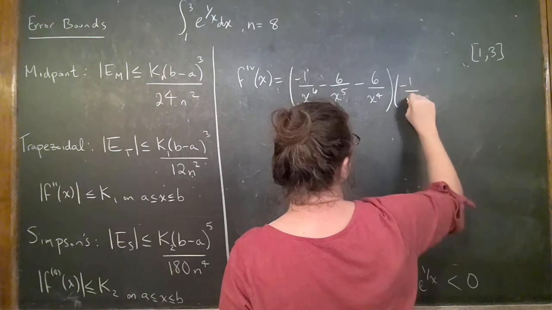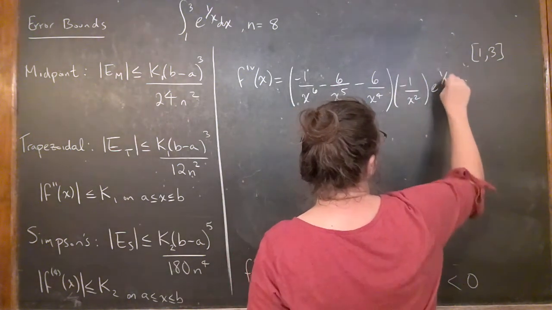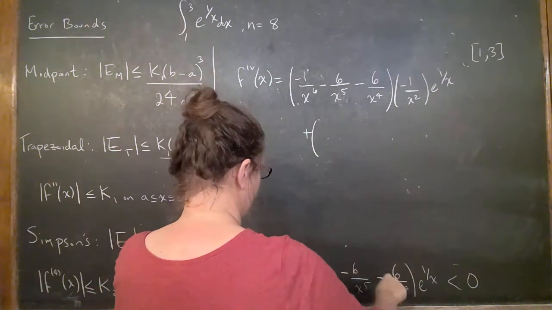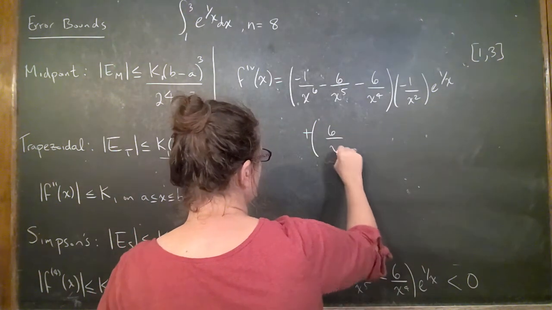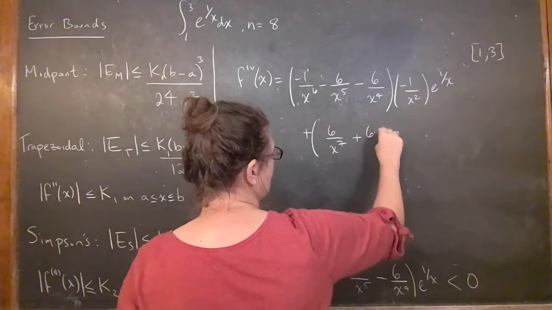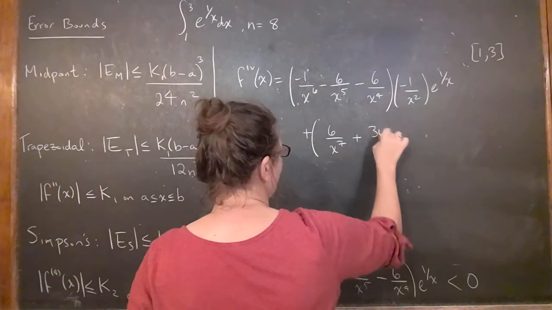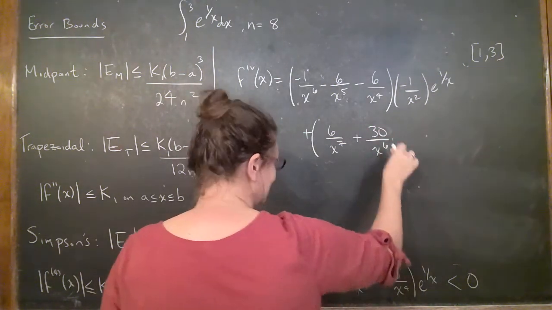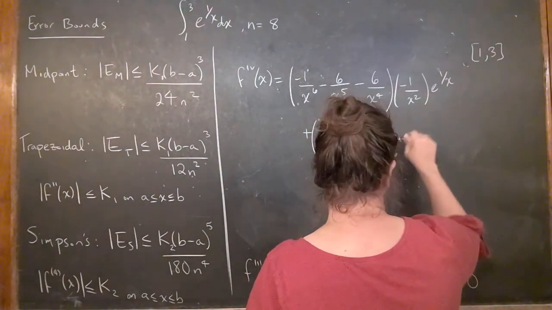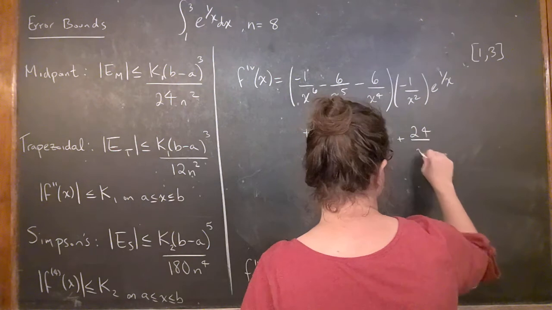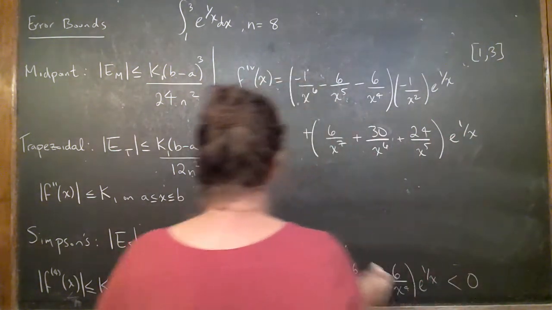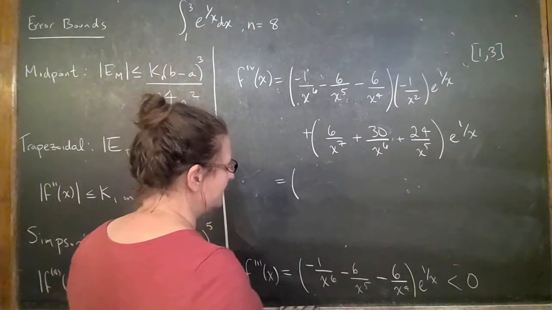And then I have minus 1 over x squared e to the 1 over x. And then I'm going to add the derivatives here. So this should be 6 over x to the 7. And then 6 times 5 is 30 over x to the 6. And then this would be 6 times 4, so 24 over x to the 5th, e to the 1 over x. Okay, so you can kind of see what's happened here.